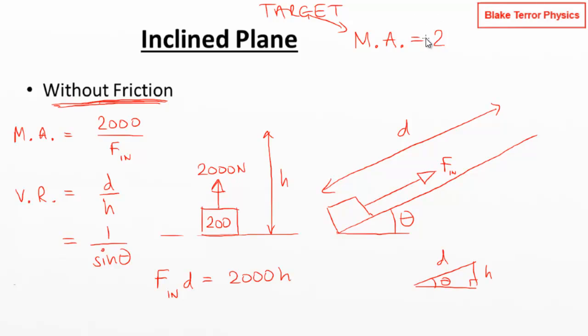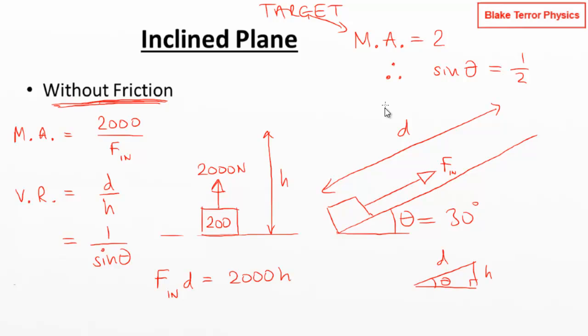So if we want a mechanical advantage of 2, therefore we need sine theta, the angle of inclination of the plane, to equal 1/2. So we're going to have to set our slope to 30 degrees. If we've got a 30-degree slope, we've got a mechanical advantage of 2.